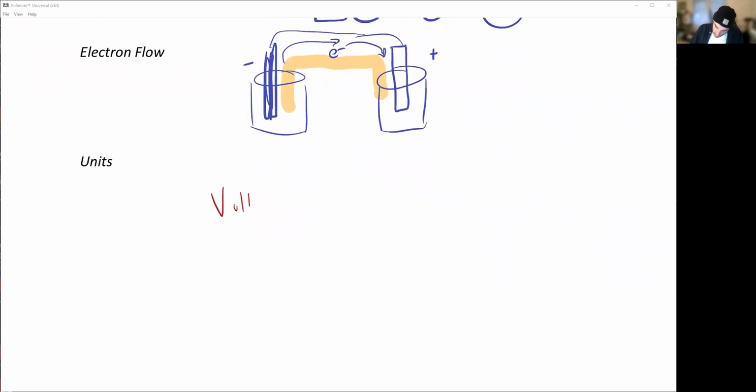Volts, because we're going to talk about voltage and volts. Volts, V. 1 volt is equal to a joule per coulomb. Well, we know what a joule is, but we don't know what a coulomb is. So let's talk about a coulomb. Coulomb is a unit of charge.